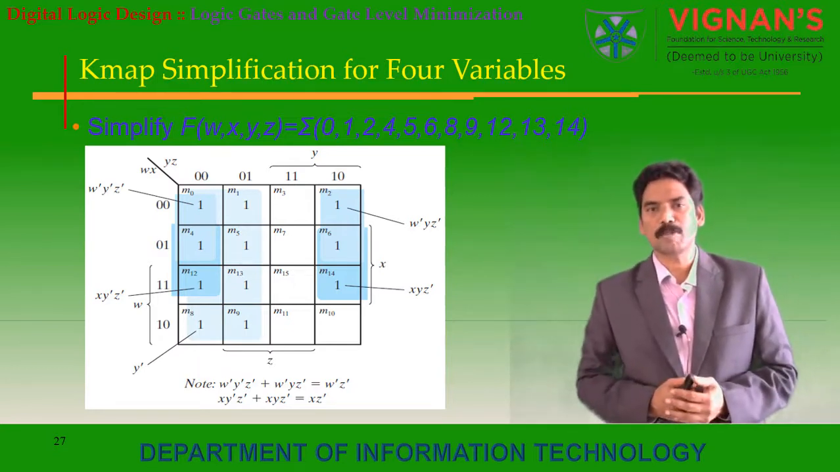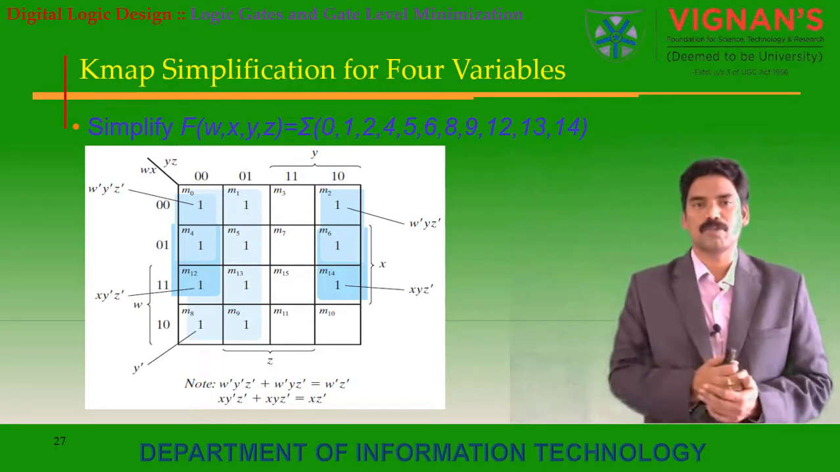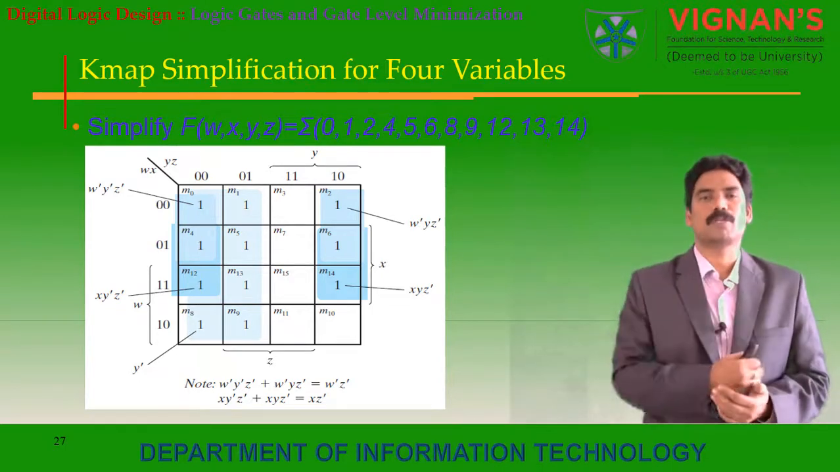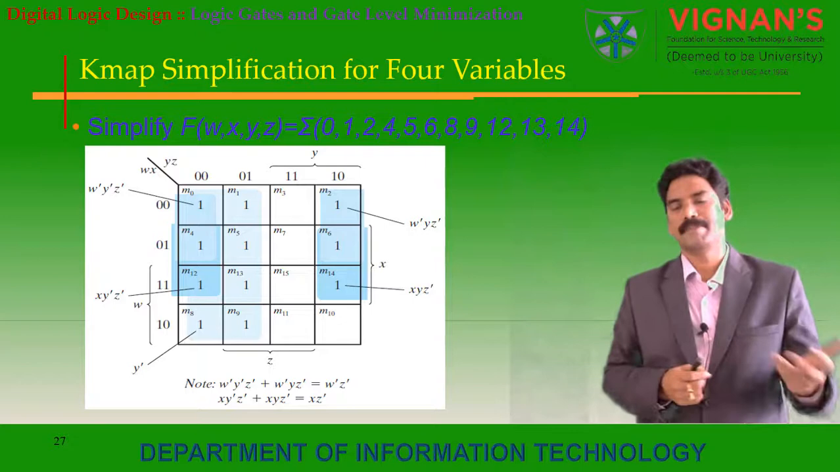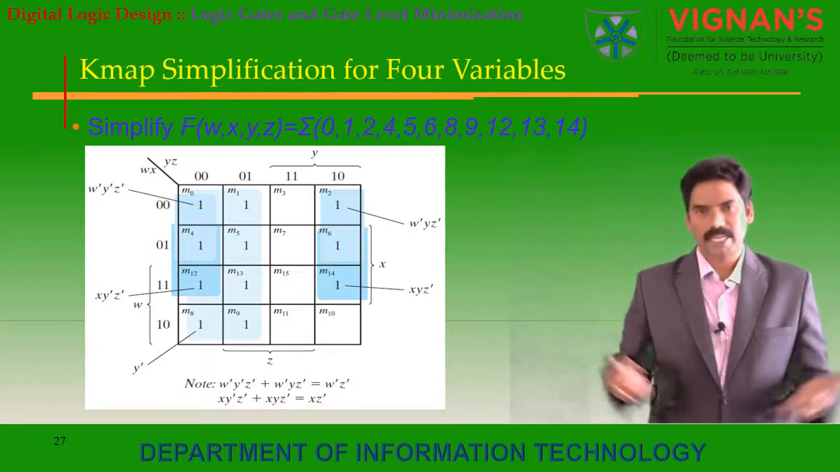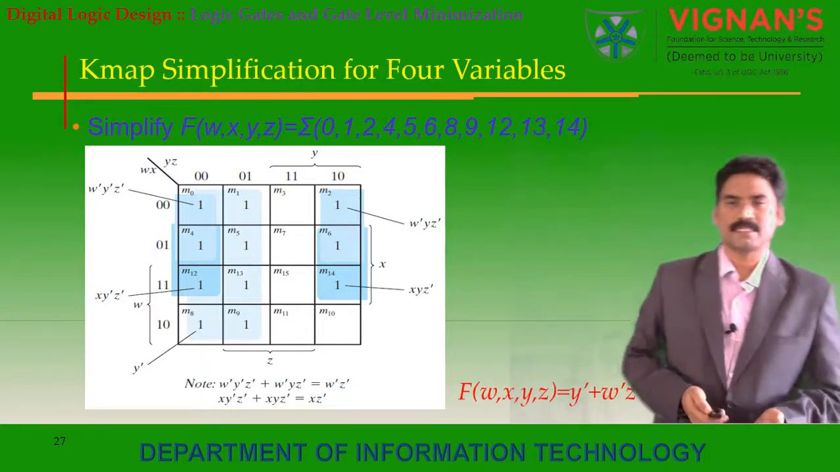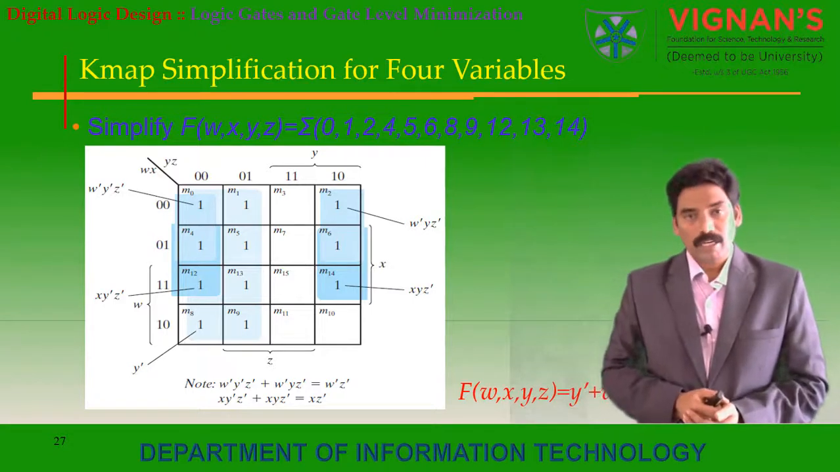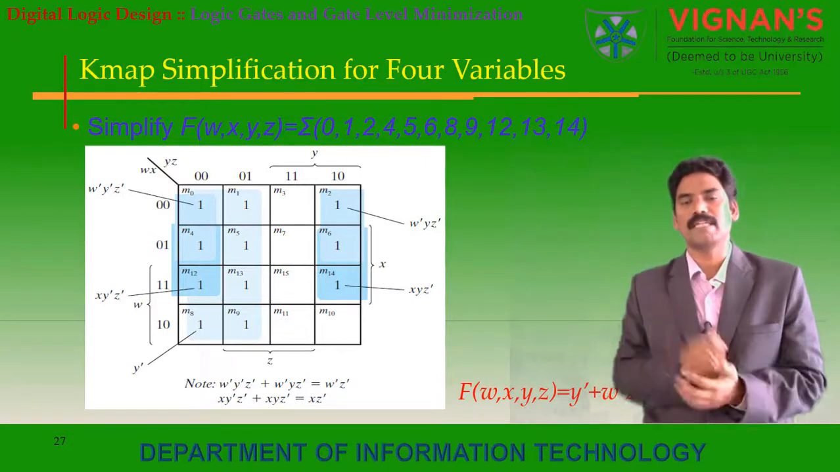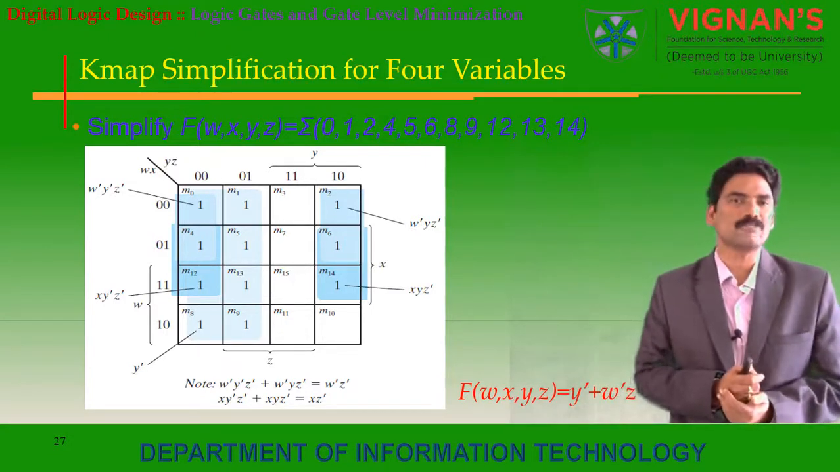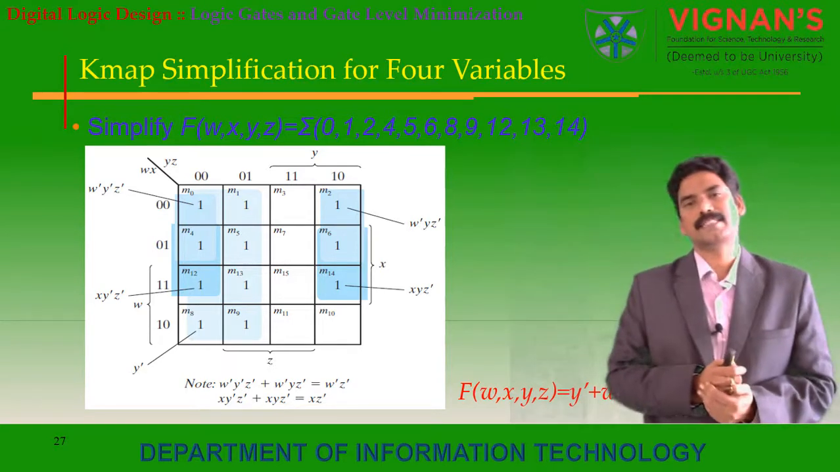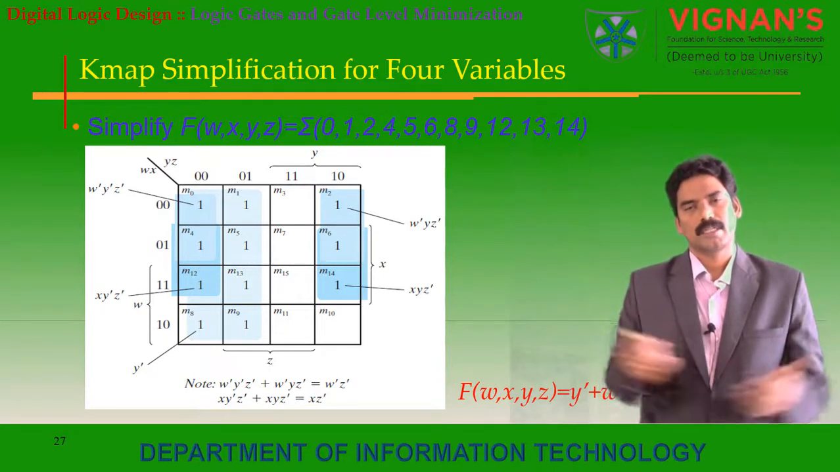How many groupings are there? 8 grouping is possible. 4 groupings are possible. And what is the minimized expression for this? For 8 grouping, we will get y bar. For the first 4 grouping, we will get w bar, z bar, and for the second 4 grouping, we will get x, z bar.